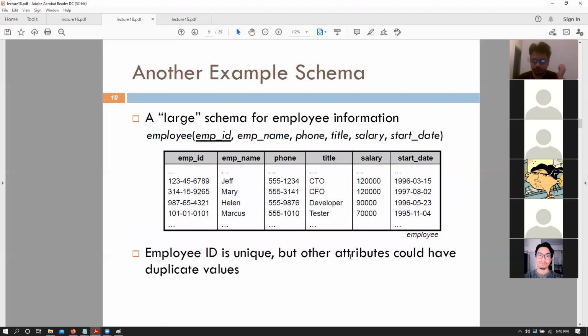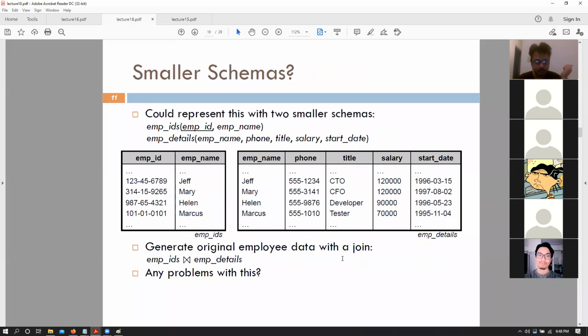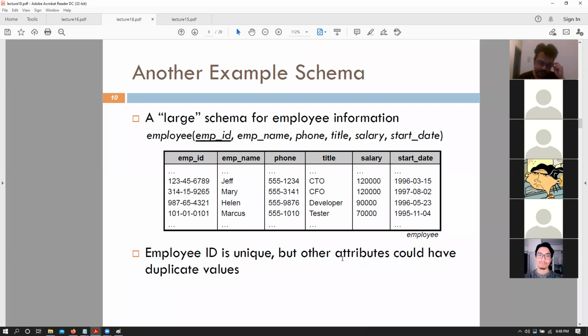Okay. So imagine we have a larger schema, and I'll just wrap up with this particular example and we'll start again next class. Imagine we have a large enough schema that has employee information, that is employee ID, employee name, phone, title, salary, and so on, right? So we are sure that employee ID is a primary key. And imagine that this is the data dump that the company gives you.